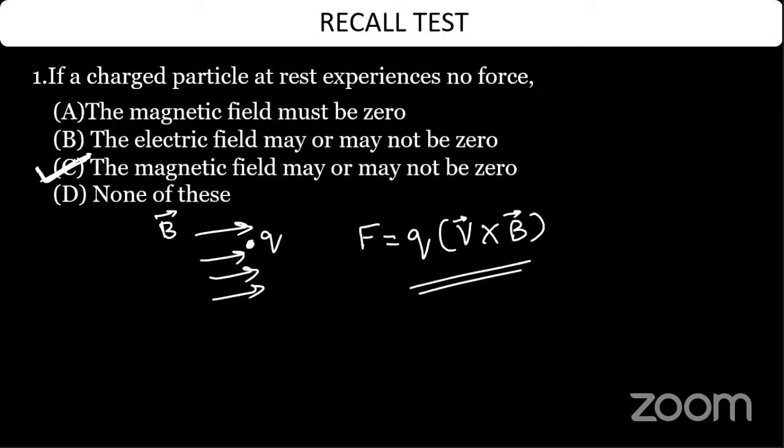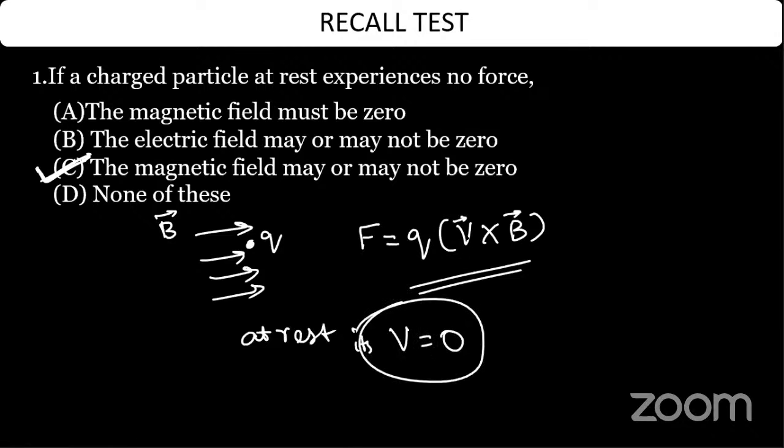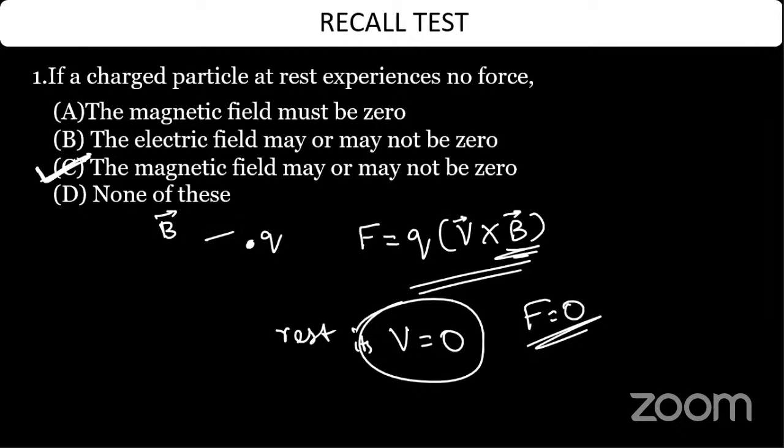If a charged particle is at rest, what is its velocity? Its velocity is 0, right? Now, if its velocity is 0, what happens to force? Force will obviously be 0. Now, they are not asking about the force, they are not asking about the charge, but they are asking about the magnetic field. So, the magnetic field here may be uniform, may not be present, or may be present. So, we don't know that.